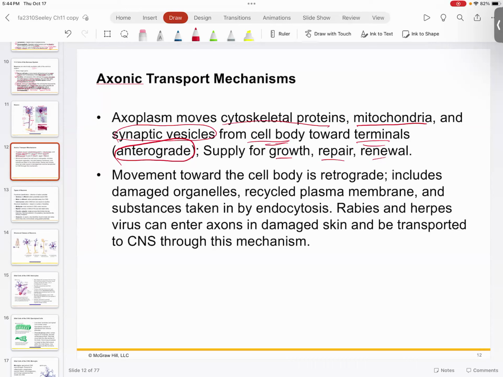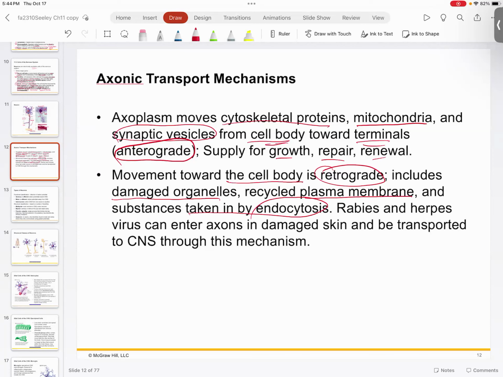Now, you also have movement coming the opposite direction, right? Movement that's going toward the cell body, the return trip, is what's called retrograde. So retro, to return. And this includes, for instance, damaged organelles, which you have to bring back. If you're recycling your plasma membrane, you have to bring that back. If you take in things by endocytosis at your axon terminals, you bring that on back to the cell body for processing. So you have traffic basically going back and forth.